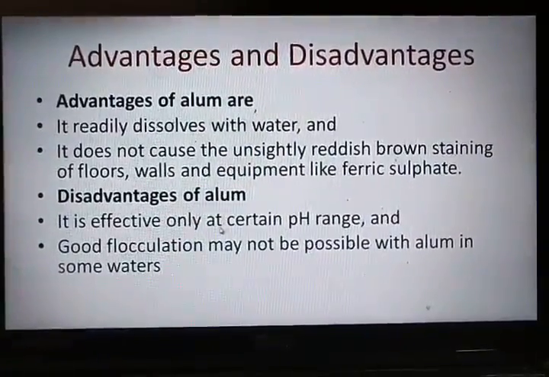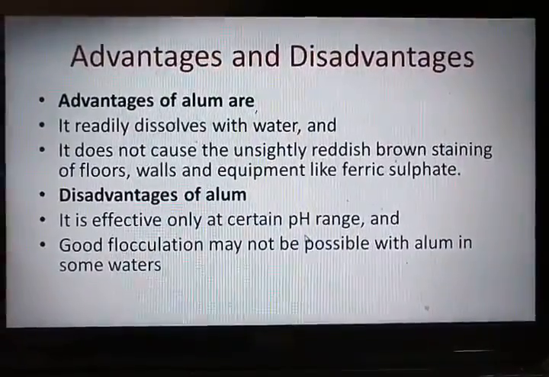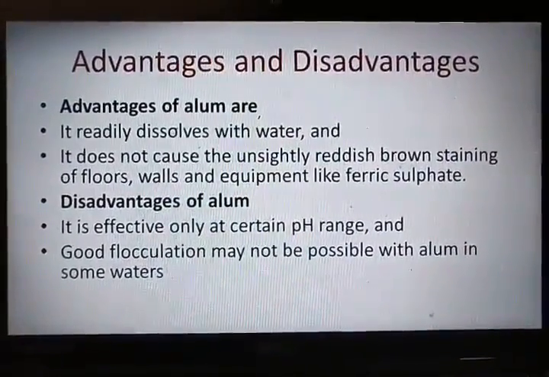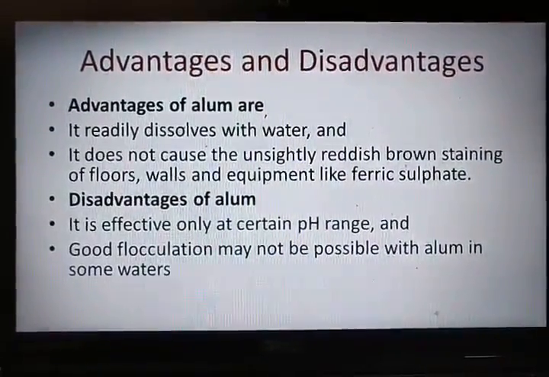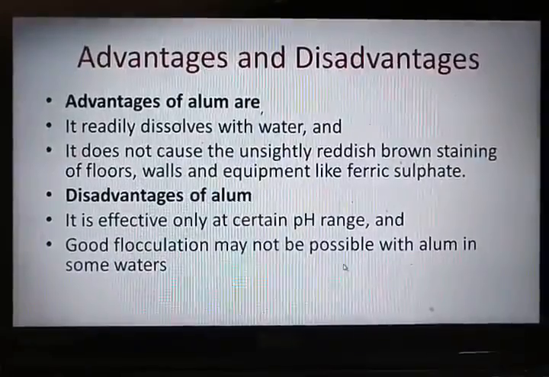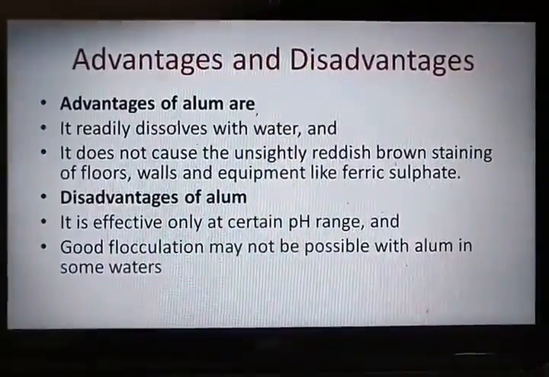The disadvantage of alum is it is effective only at a certain pH range. That's why good flocculation may not be possible with alum in some water. That is, the pH range is limited if you are using alum as a coagulant.